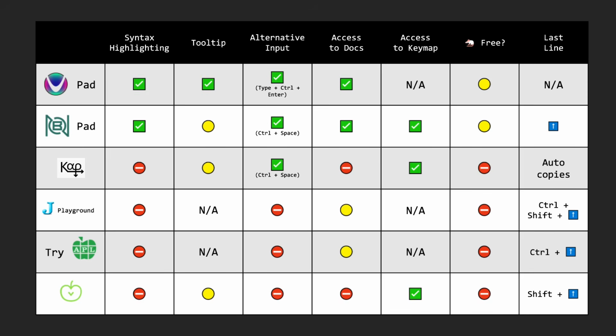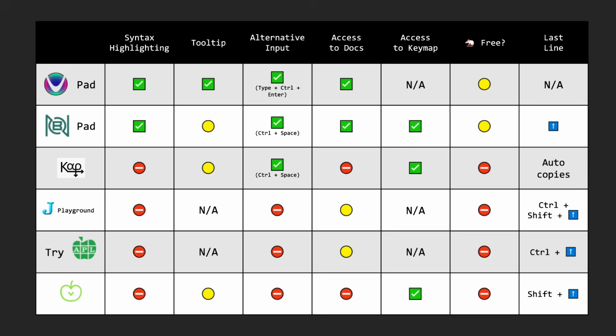So in Uiua Pad, this doesn't matter because you kind of treat it like a code editor. BQNPAD, if you have live preview on, is also roughly the same. In CAP, it just auto-copies your last result. JPlayground, TryAPL, and TinyAPL are playing a cruel joke where it is a subset of Control Shift Up. So JPlayground, it's Control Shift Up, TryAPL is Control Up, and TinyAPL is Shift Up.